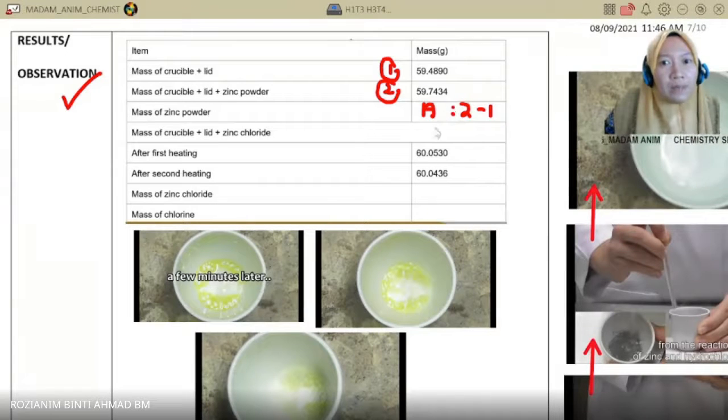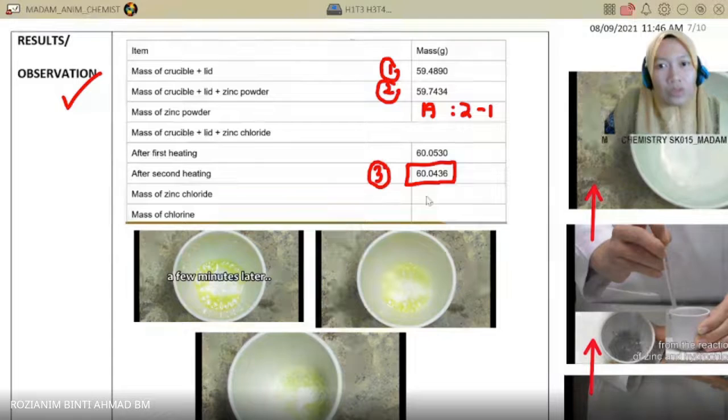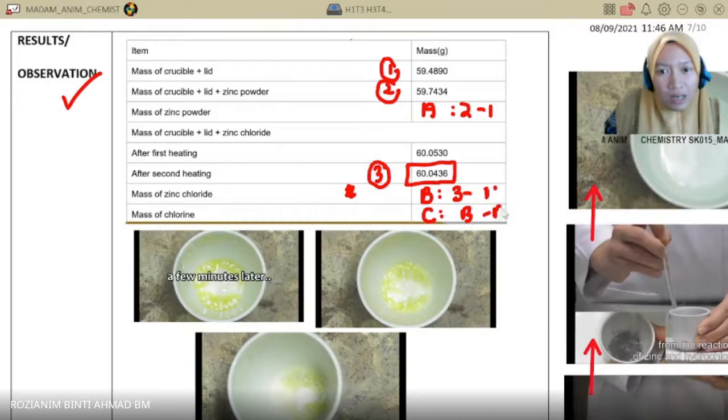Kita dapat nilai A. And then, dengan menggunakan data yang kedua, for the second heating here, kita nak dapatkan mass zinc chloride. So this is data number 3. What should you do? So the data B here, produk dekat sini adalah number 3 minus empty crucible, maksudnya data number 1. Okay. And then kita nak dapatkan mass for chlorine macam mana? So saya labelkan dekat sini. Okay. So nak dapatkan mass for chlorine, B tolak A.